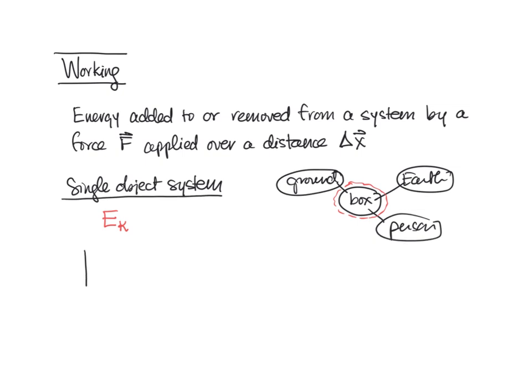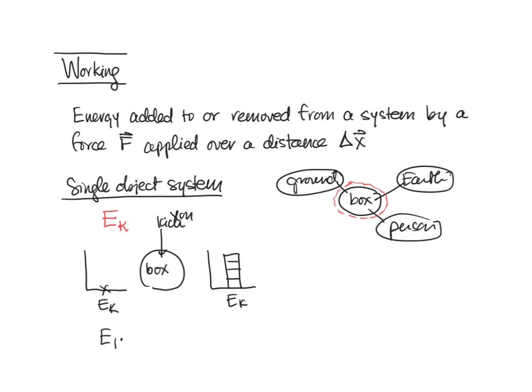So a really simple example of a single object system would be an object, let's just call it a box. Your box starts out with no kinetic energy. You kick the box, and then it has some kinetic energy. So your energy accounting equation, because energy is not conserved, would be the starting kinetic energy plus the work done on the system equals the final kinetic energy.